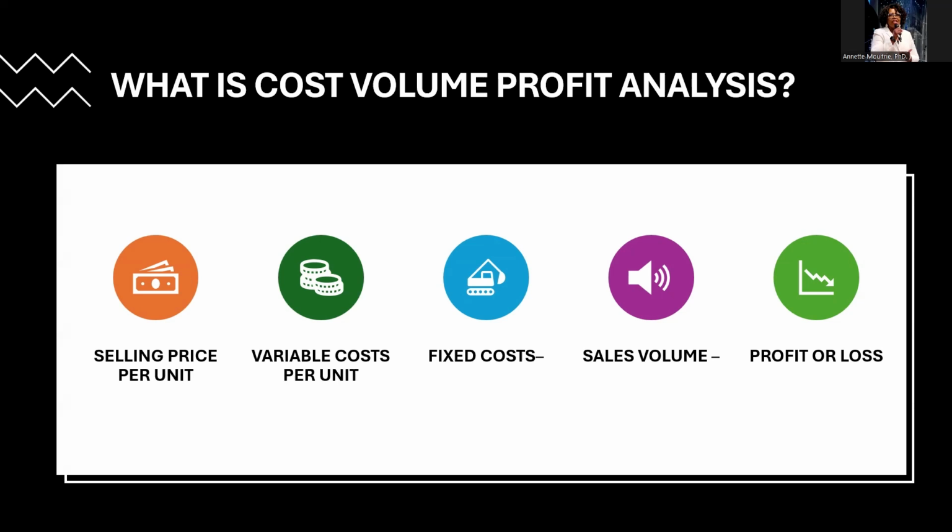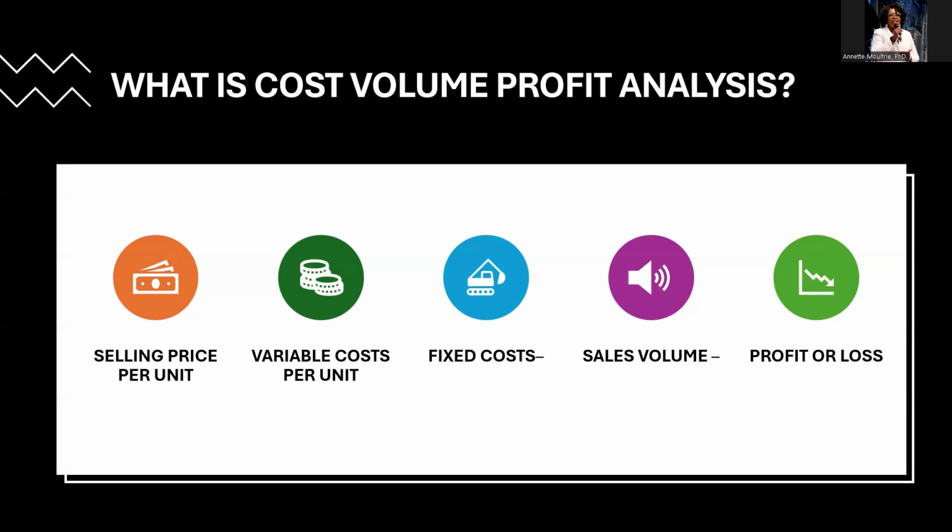performance. So the key components of cost volume profit, or CVP, analysis are: one, selling price per unit. That is the amount a company charges for one unit of product or a service. The other is variable cost per unit. That is the cost that changes with production, such as raw materials and direct labor. And we have the fixed costs. Those are costs that remain constant regardless of production, for example, rent or salaries.